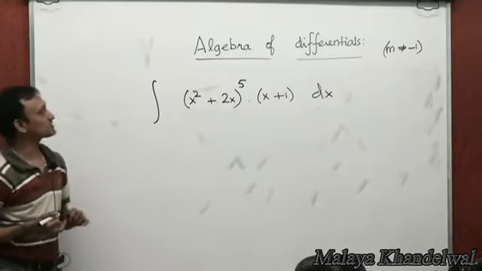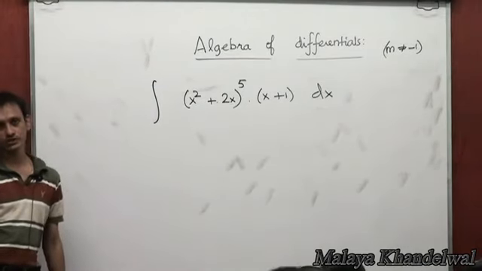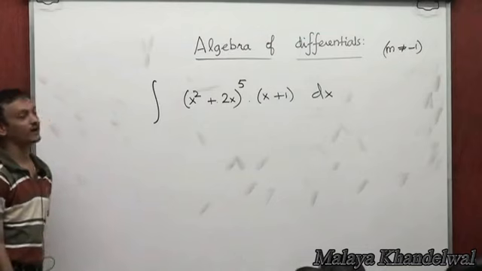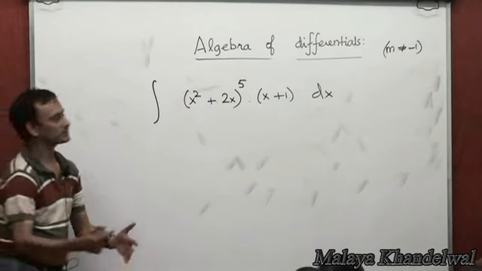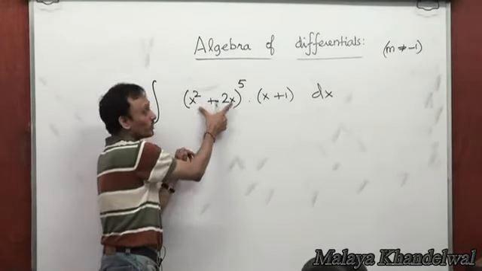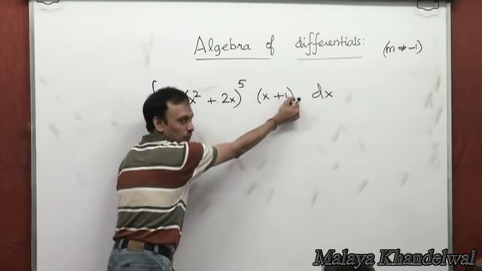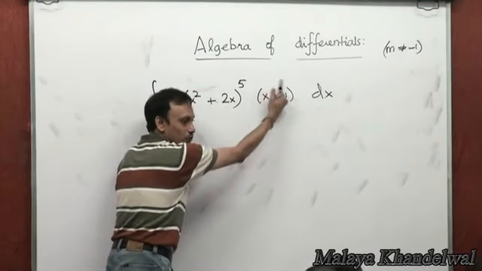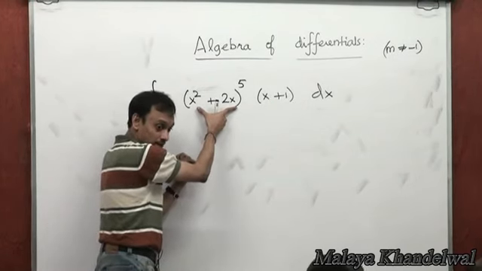Alright, the integral of (x square plus 2x) to power 5 into (x plus 1). What do I do to this? Absolutely. The derivative of x square plus 2x is 2x plus 2. But we just have an x plus 1. So if I multiply it by 2, this would become a 2x plus 2, and would be rendered the derivative of this, right?